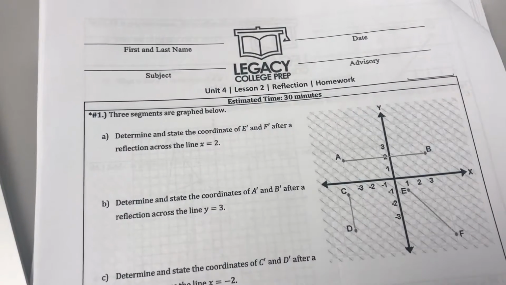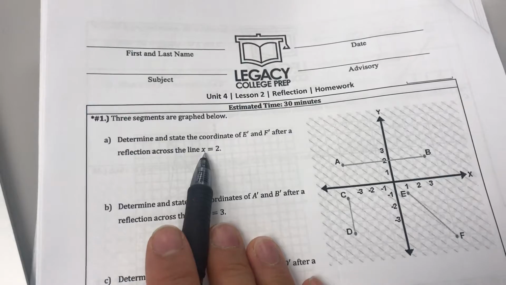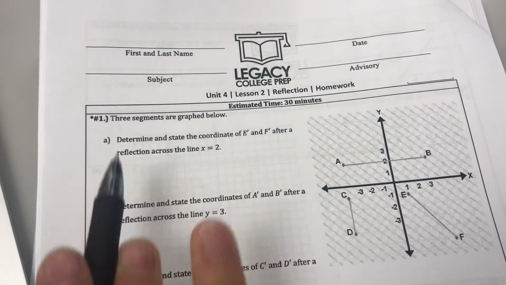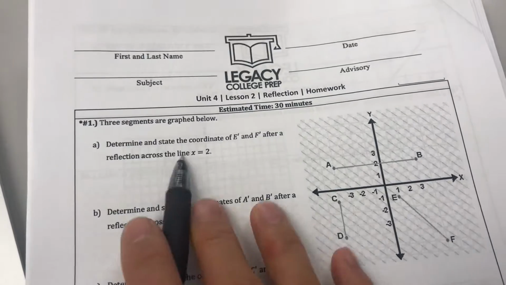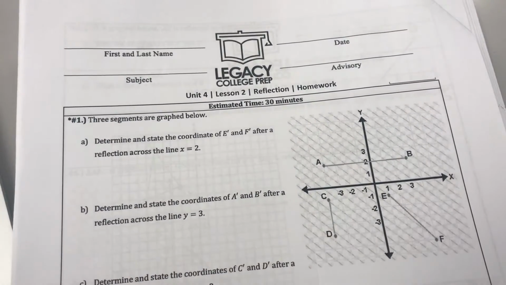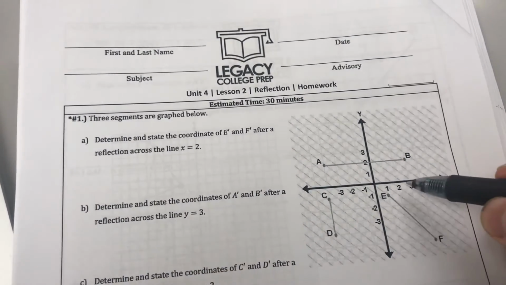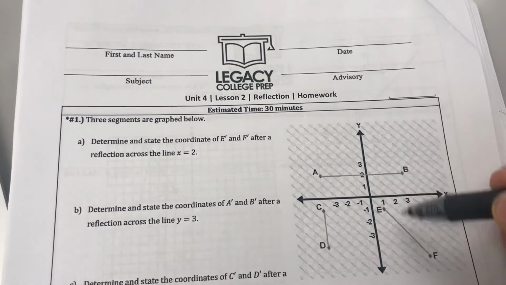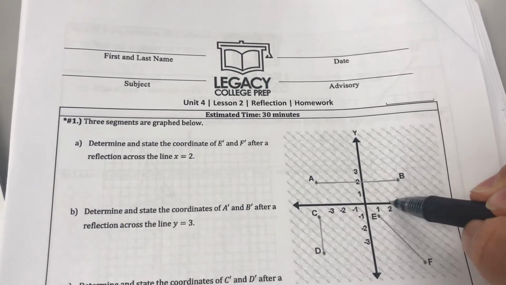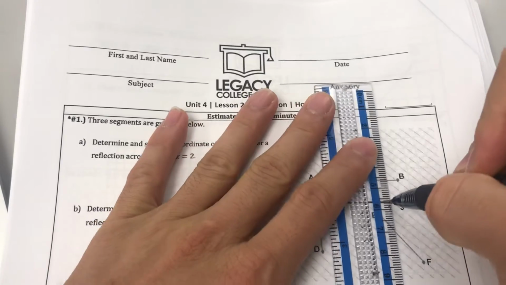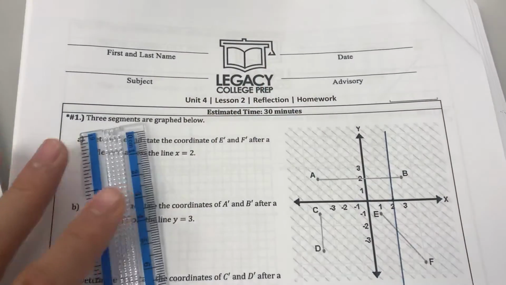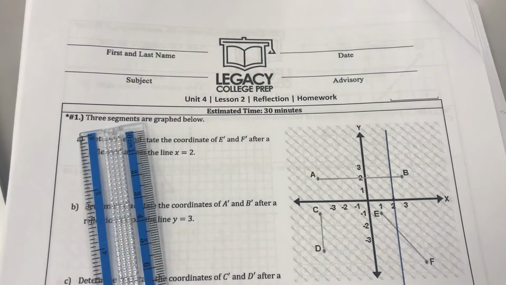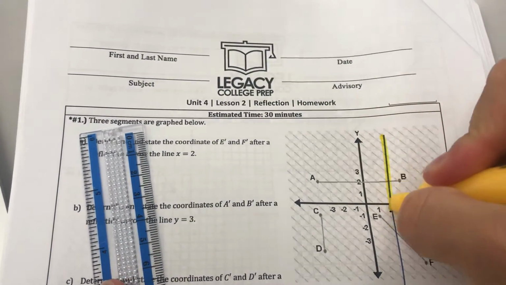x equals 2. Alright, first off, from the previous video, x equals 2 refers to a vertical line, right? A perfectly vertical line means it's going to be somewhere like this, and it's going to be at 2, right? So I'm going to actually draw it with my pen, and I'm going to highlight it very quickly, okay? X equals 2 is right here. That's where x equals 2 is, and so I'm going to highlight it in yellow.